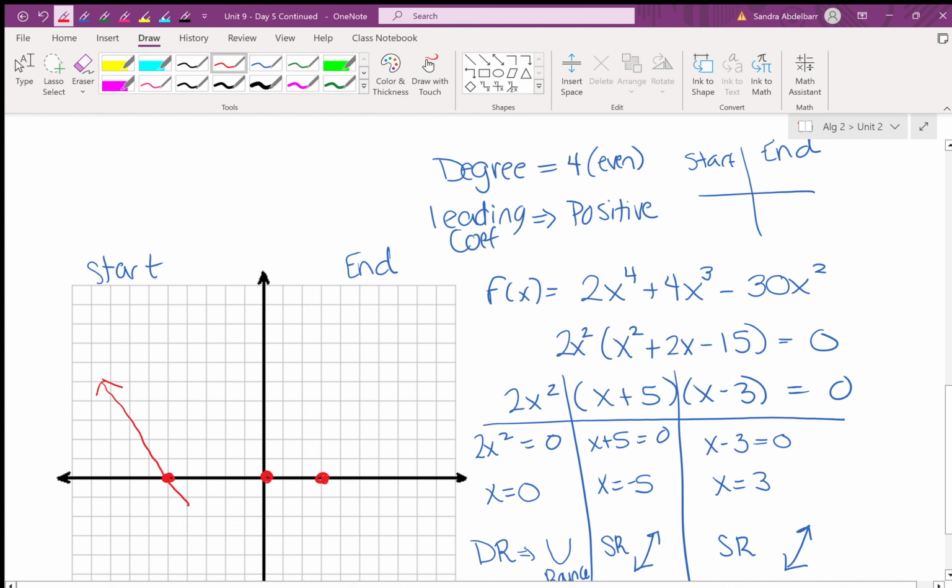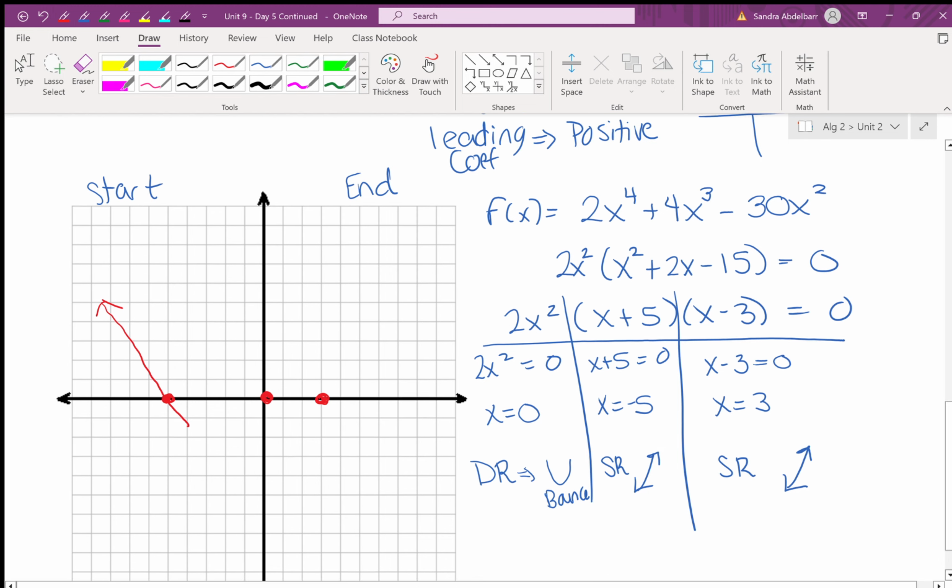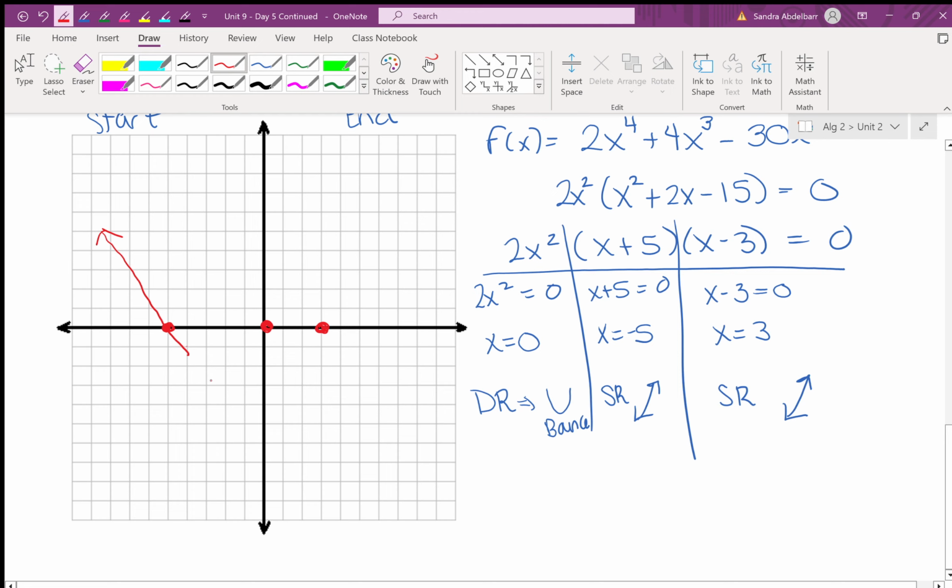Now I'm going to turn to hit the root at 0. But isn't the root at 0 a double root? So what does that mean when your root is a double root? You're going to hit the root, but you're not going to go through it. You're going to hit the root and then bounce back down. And the last one, isn't it a single root? So I'm going to curve back up and go right through. Are we starting and ending in the right locations? Yes.